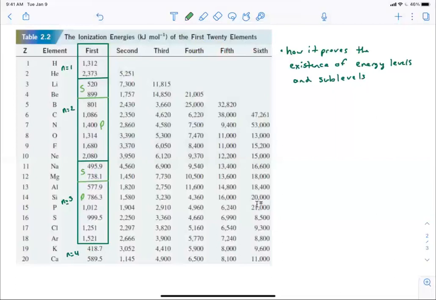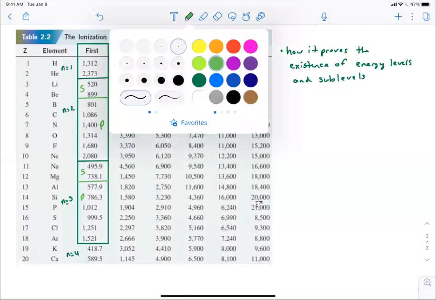And the IB will take that information and give you snippets of it and see if you can show that. Now, I'm not going to talk about the slight other dips like nitrogen to oxygen yet. We'll talk about that in trends. But this is just to prove the concept of why energy levels exist and why sublevels exist and how we experimentally prove them. Okay.